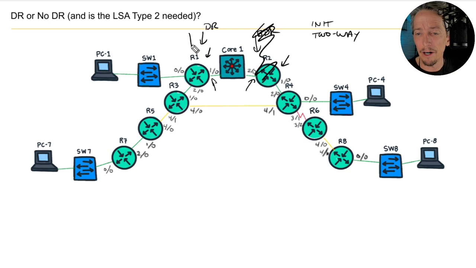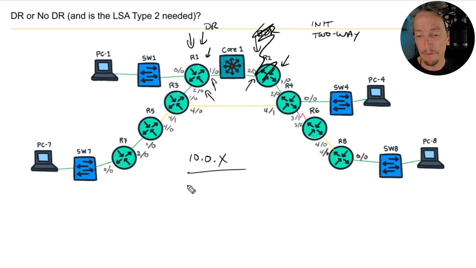Let's bring up R1 by itself, and we can take a look at the fact that it's going to be the DR for several segments. I'd like you to predict with me, based on this topology, and go ahead and put this in the chat, based on this router with its three interfaces, gig 0/0, gig 1/0, and 2/0, and all those interfaces start with 10.0 something.